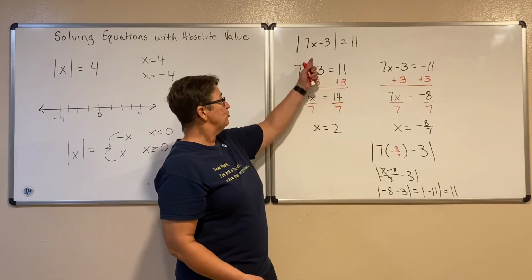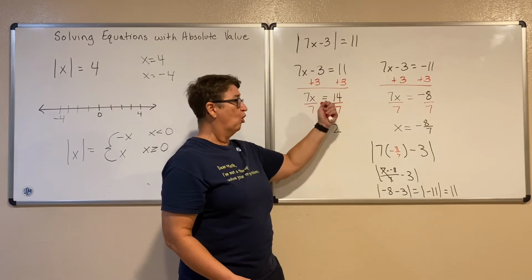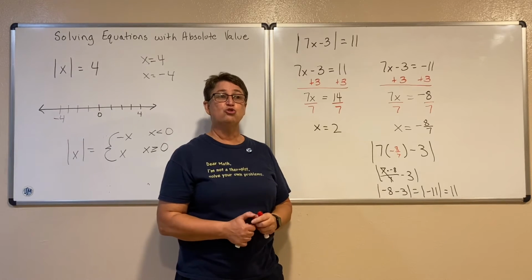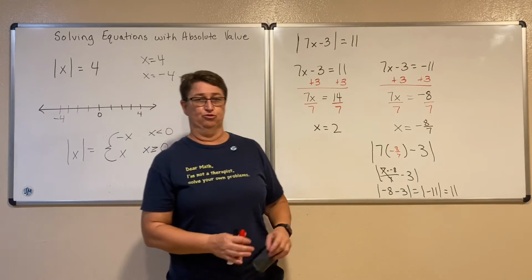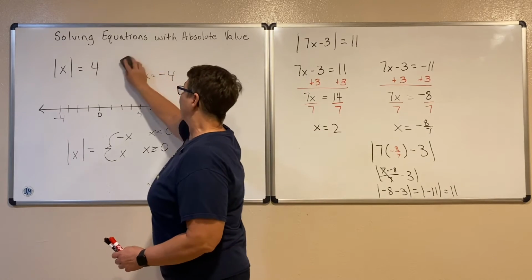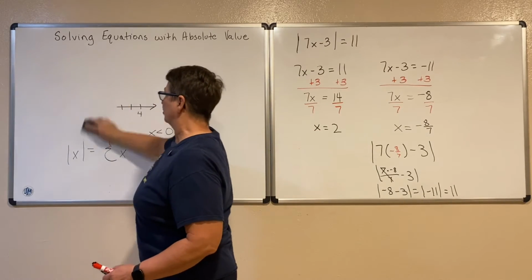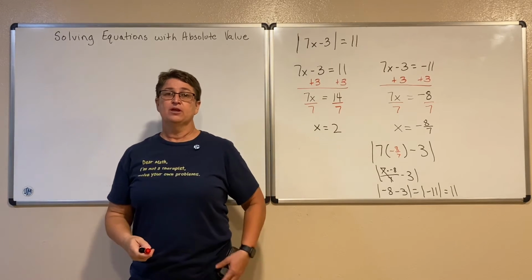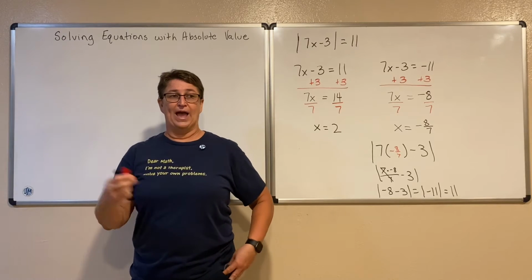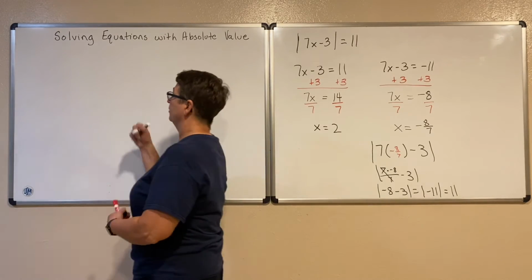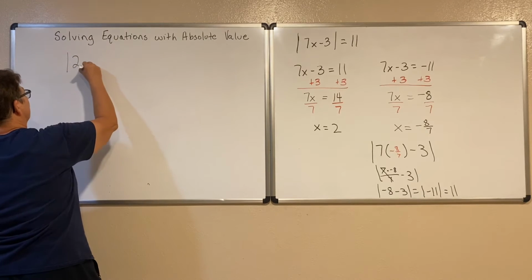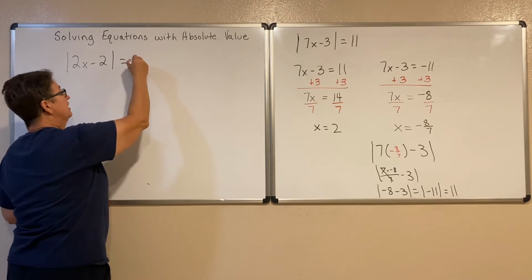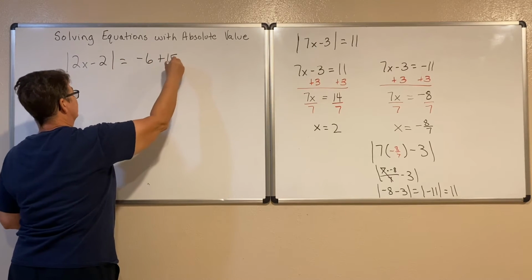So we could put 2 in there and it would make this equation true, or we could put in negative 8 sevenths to make this equation true. There are 2 things that x could be equal to. So whenever we're solving absolute value equations, we need to be sure and think about both that positive number value and the negative number value. So here's another example. We have 2x minus 2 equals negative 6 plus 15.